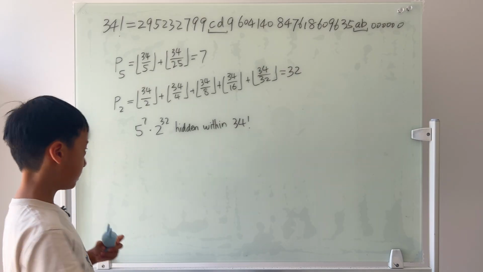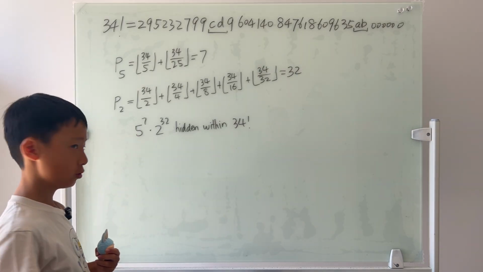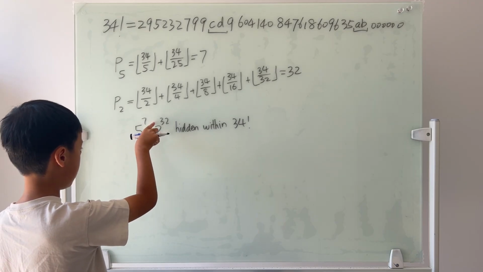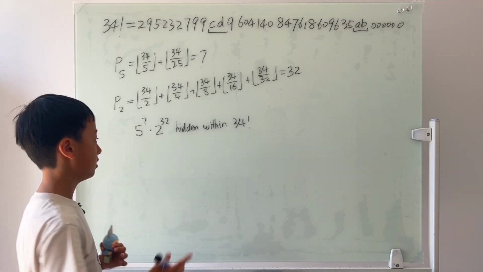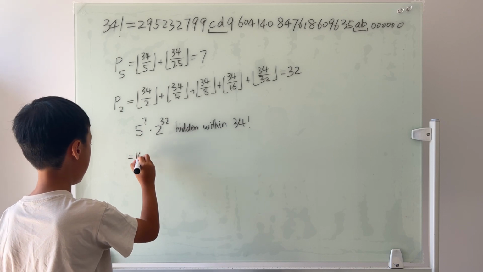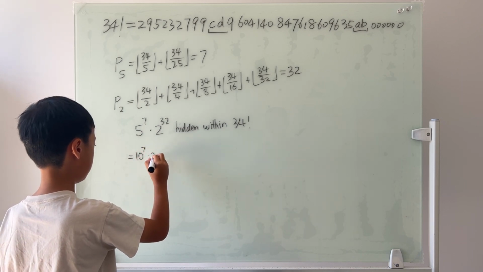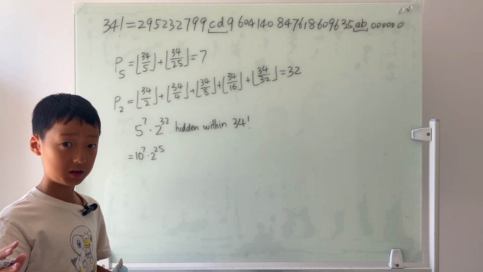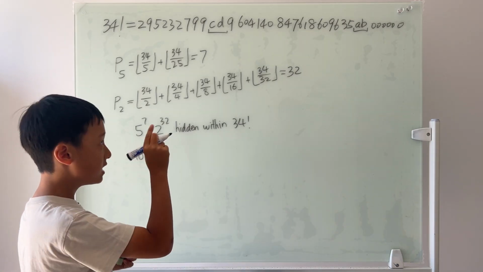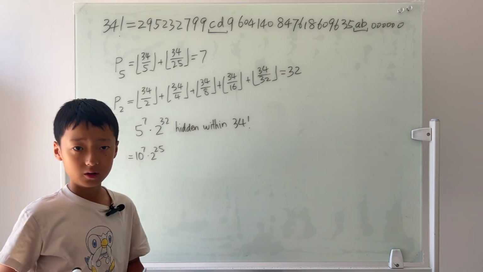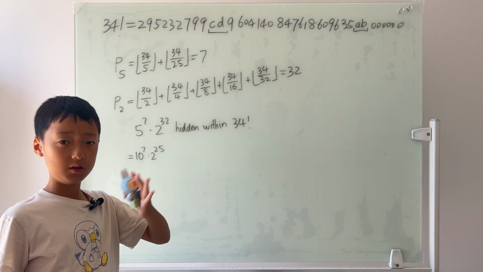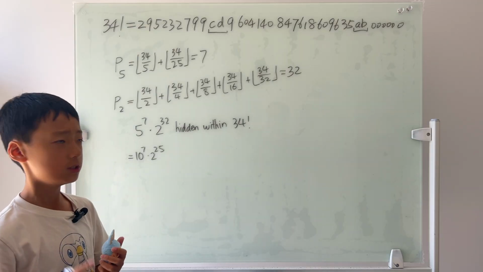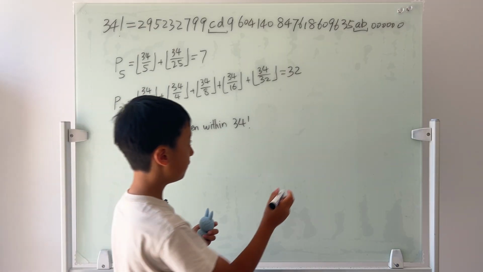Well, how many zeros can we make? Not 32, because there aren't enough 5s. So 7, right? So it's 5 to the power of 7 times 2 to the power of 7 times 2 to the power of 25, which is equal to 10 to the power of 7 times 2 to the power of 25. So there would be 7 zeros at the back of our number. But we only have 6. So that means that the number straight before the first zero has to be 0, which is B. So B has to be 0. Very nice.